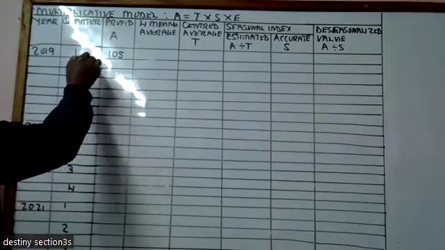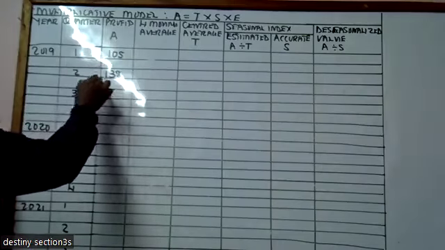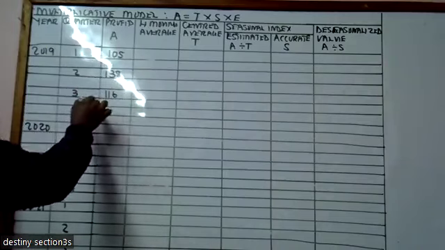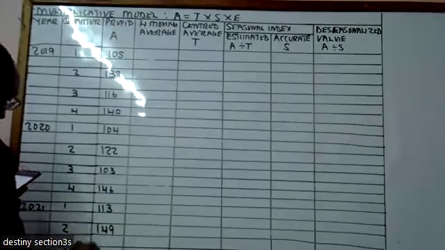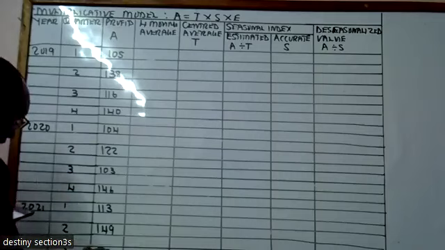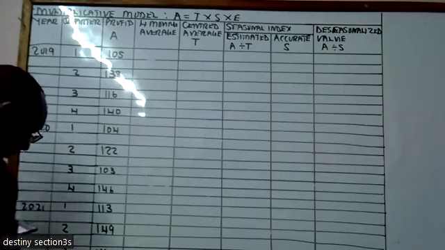So you skip rows, then you record the profits. This is 105, 138, 116, 140, 104, 122, 103, 146, 113, 149, 141, 162.